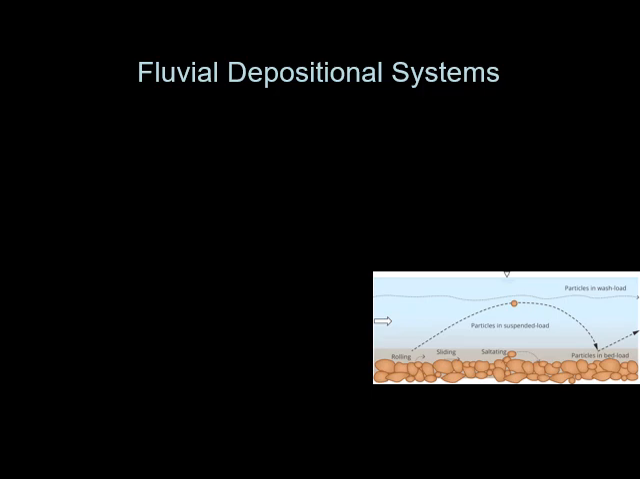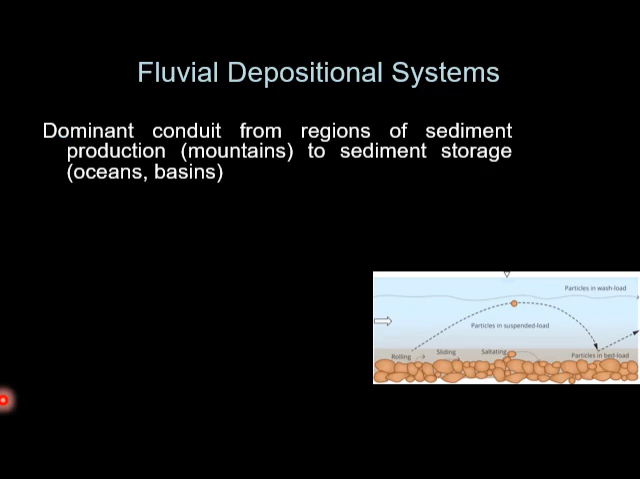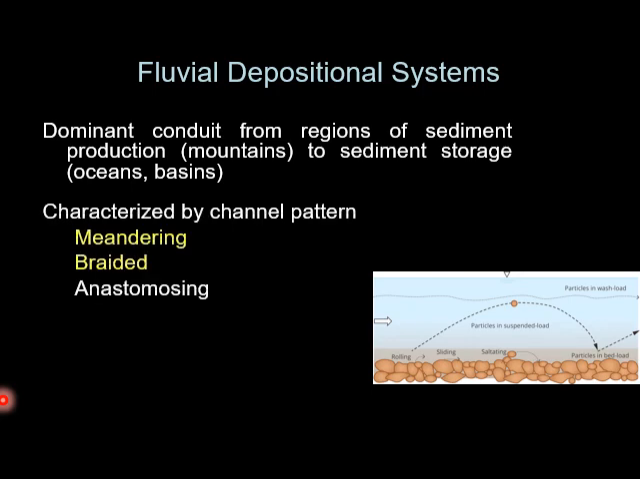Fluvial depositional systems are the dominant conduit from areas of sediment production in the mountain range to sediment storage, oceans and basins. They are characterized by channel pattern, whether meandering, braided, or anastomosing. We will define these terms later in the discussion.